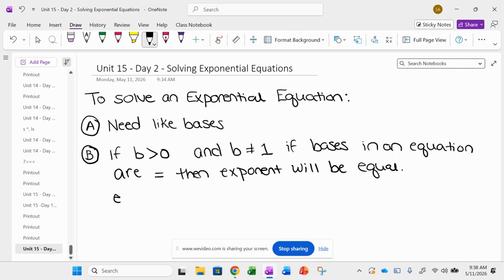An example of this would be if I had b to the x is equal to b to the y, because they have the same base, right? And this equation is saying the left side has to equal the right side. Can't we conclude that x then would have to equal y?